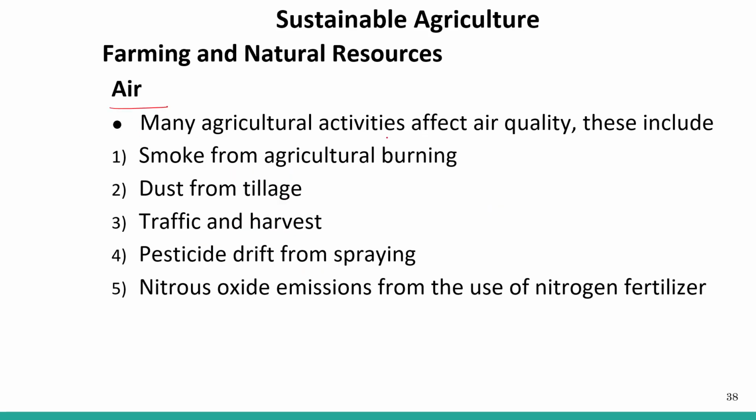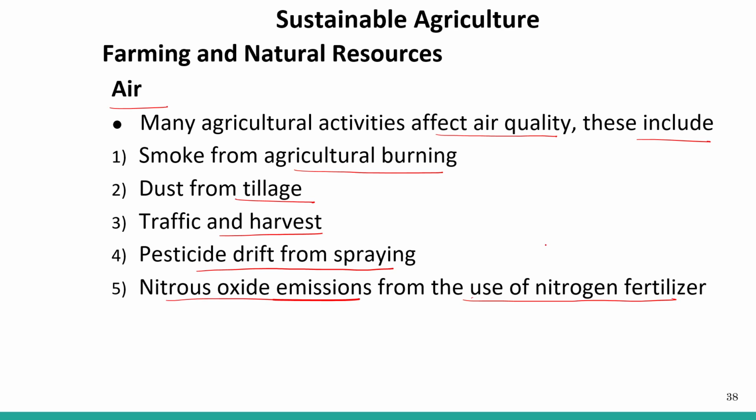Air. Many agriculture activities affect air quality. These include smoke from agriculture burning, which is a major problem we are facing nowadays, dust from tillage, traffic and harvest, pesticide drift from spraying, and nitrous oxide emission from the use of nitrogen fertilizers. So there are some agriculture activities that are affecting air quality badly. In sustainable agriculture, we must keep these in mind. First of all, we should stop this burning of agriculture waste.